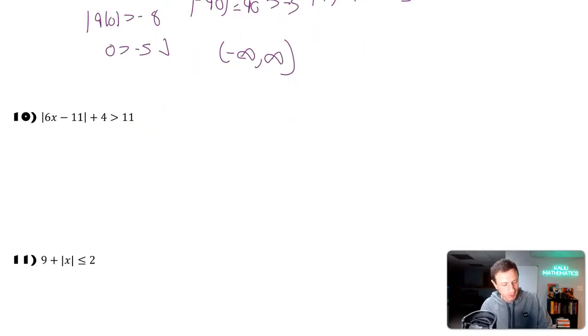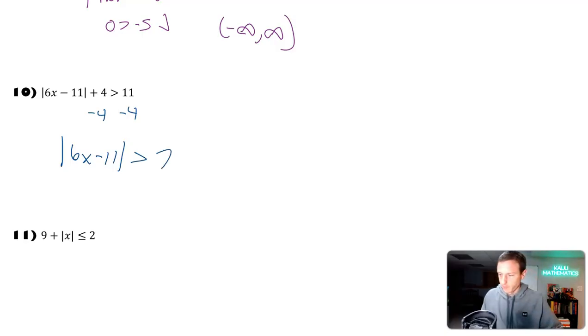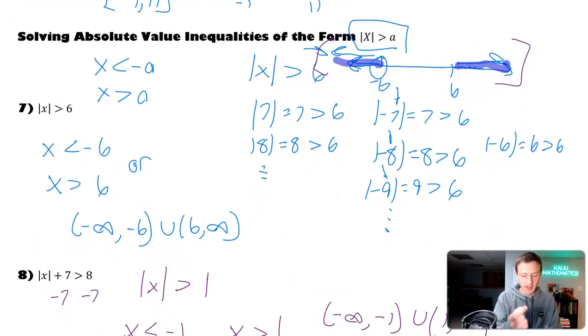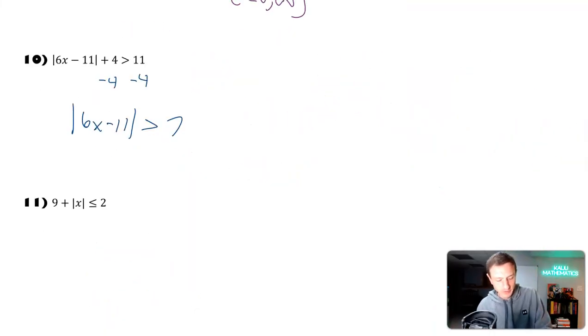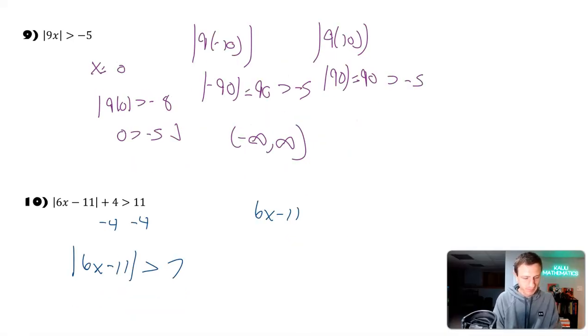So let's take a look at a couple more. We want to subtract 4 from this one. Let's get the absolute value by itself. So I'm going to subtract 4, get the absolute value of 6x minus 11, greater than 11 minus 4 is 7. Absolute value is by itself, what are we looking at? We're looking at a greater than scenario. What did we talk about for greater than scenarios? When it's greater than, we said x is less than the opposite of that, so negative, and then we said x is greater than that value. So we are going to say 6x minus 11 is less than negative 7.